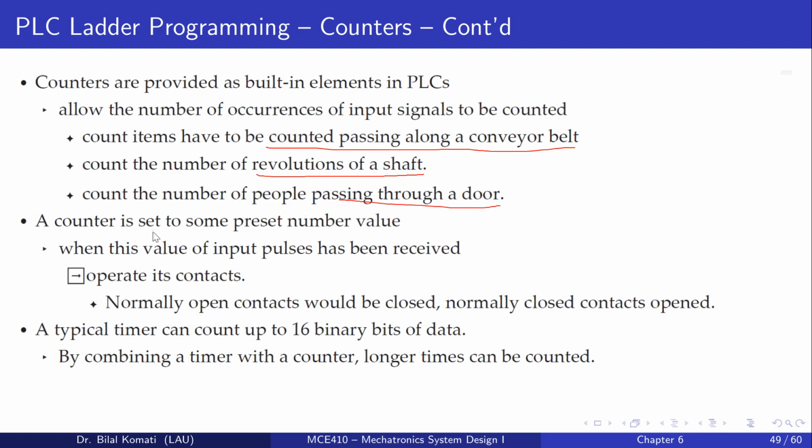So a counter is set to some preset value, and when this value of input pulses has been received, it will give an indication. Like the timer, but it's not a timer, it's a counter. So for example, we want to give a signal after 100 people have passed through a door, or something like that. Once the preset value is reached, it will operate its contacts: usually normally open contacts would be closed, normally closed would be opened, and this will allow us to take some action.